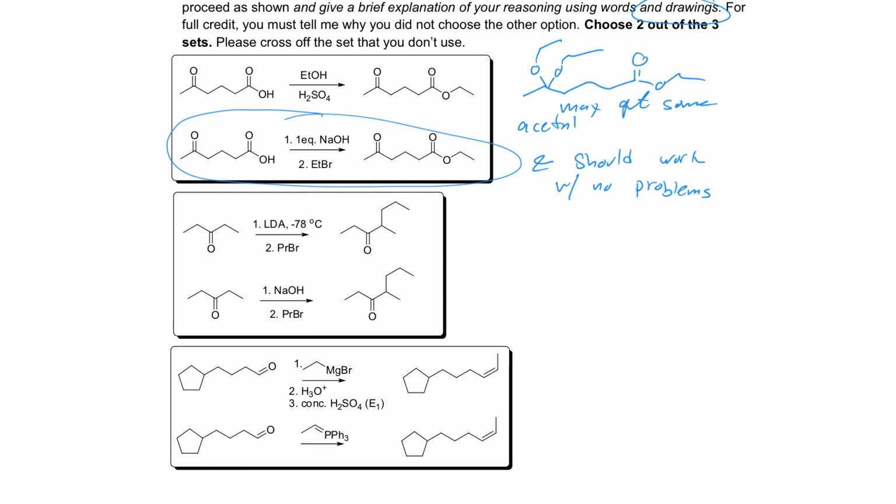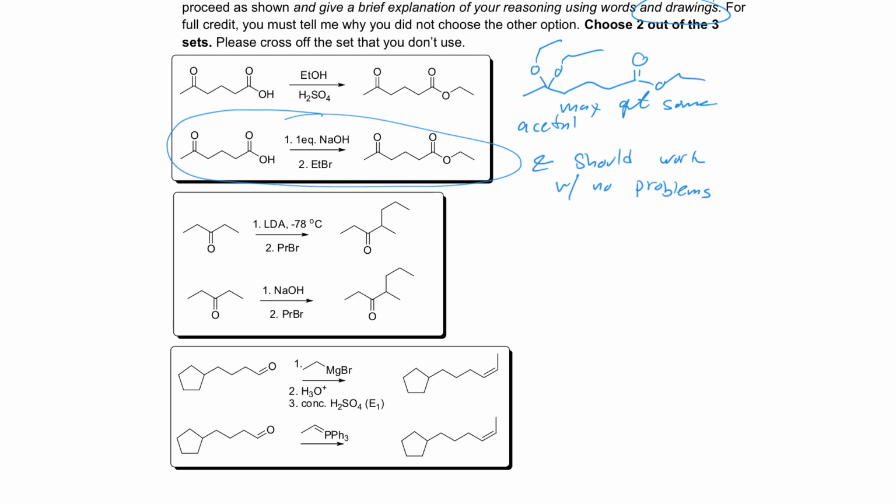point. Looking at the second choice, we've got LDA at -78. Definitely going to deprotonate one of these alpha hydrogens. Notice there's no other acidic hydrogens here, so this will definitely deprotonate there. And then we make the enolate in 100%. Propyl bromide probably could alkylate right here and give us the new propyl group. That seems reasonable. Comparing that to down here, sodium hydroxide is not going to quantitatively deprotonate the alpha position.